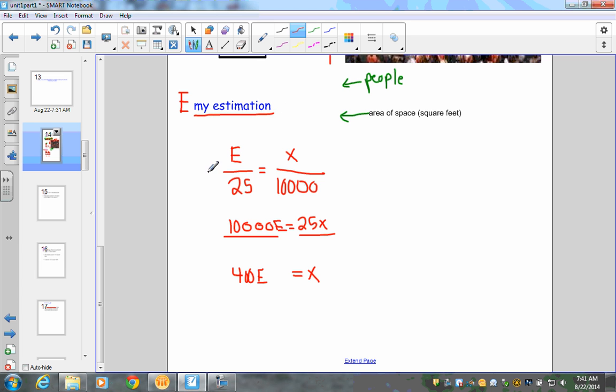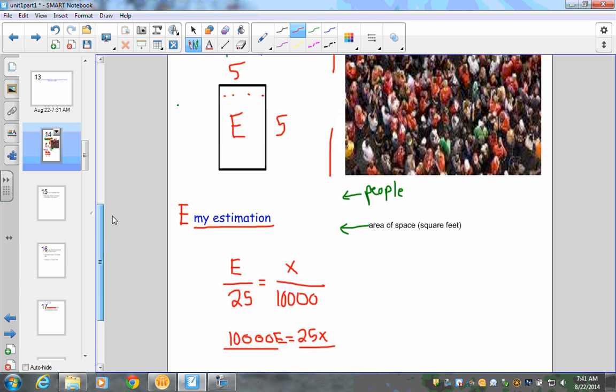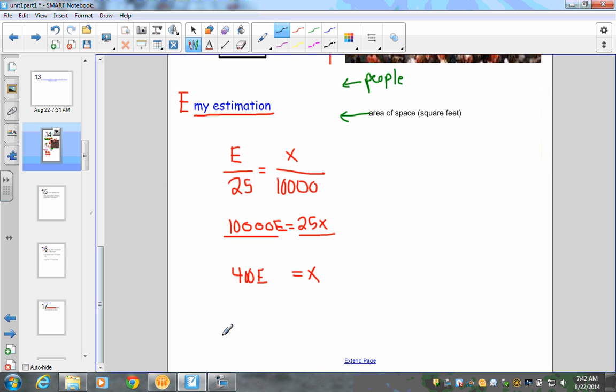Now, here's where the E comes into play. And remember, this is my estimation. So let's go all the way back up to your square. Let's say in your estimation you were able to fit, I don't know, let's just say 20 people in your 5 by 5 square. So you're going to take that 20 people and plug it in for E. So now it would be 400 times 20, and that's going to give you a total of 8,000 people based upon your estimation.